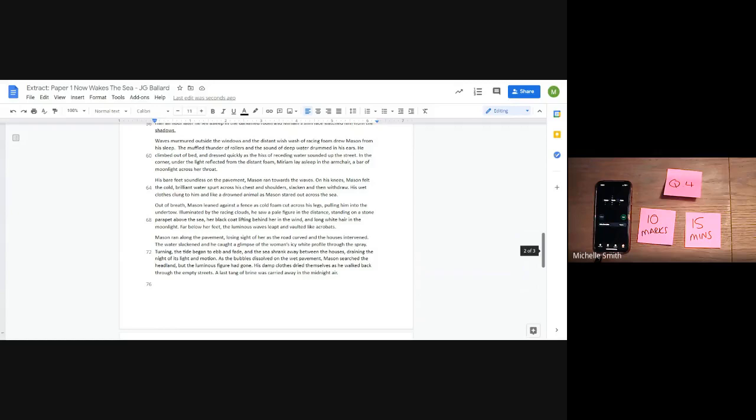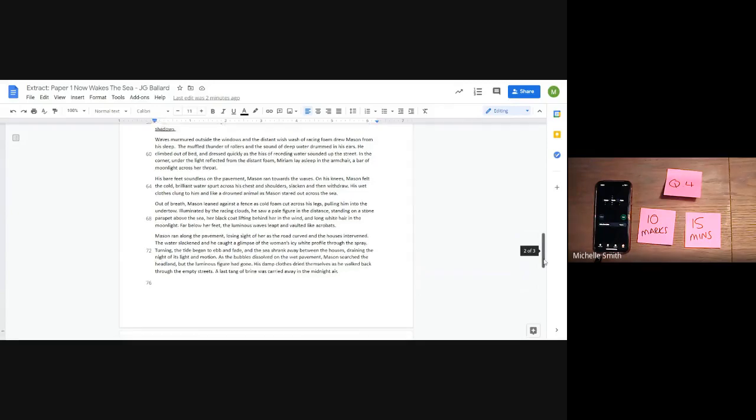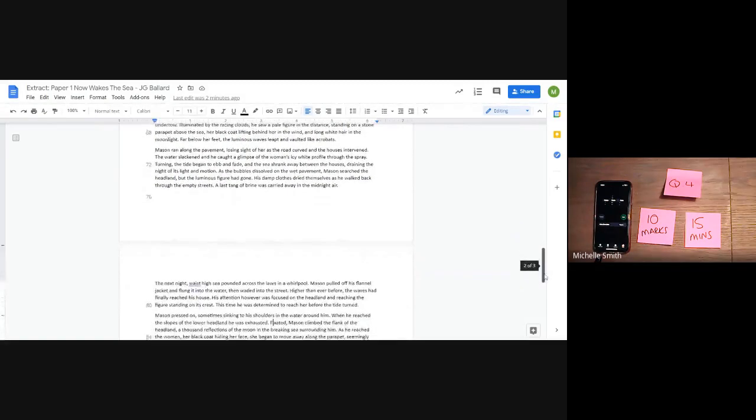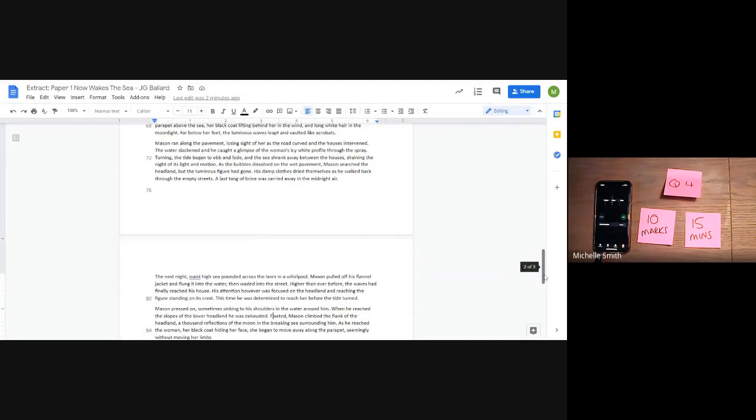Far below her feet, the luminous waves leapt and vaulted like acrobats. Mason ran along the pavement, losing sight of her as the road curved and the houses intervened. The water slackened and he caught a glimpse of the woman's icy white profile through the spray.